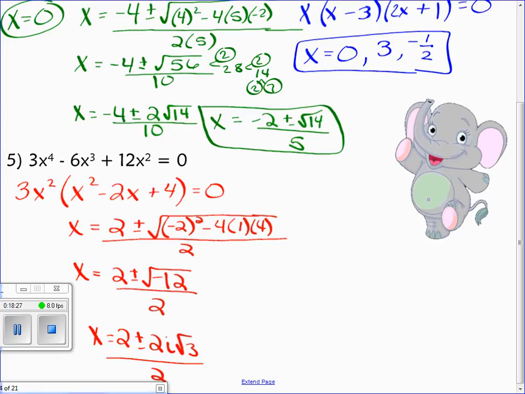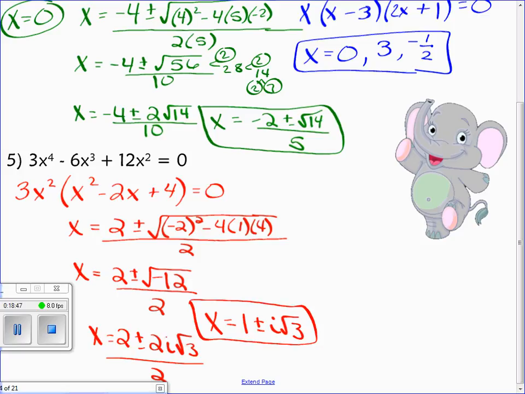Is this 1 necessary? First one, yeah. That's adding and subtracting. That's necessary. 1 plus or minus, is this one necessary? No. So it's just i radical 3. Is the 1 on the bottom necessary? No.